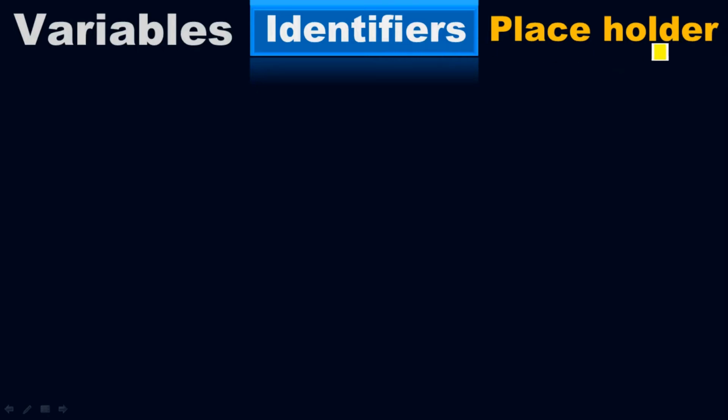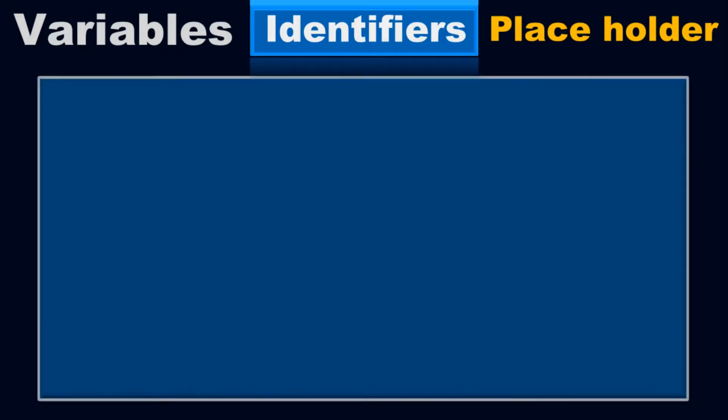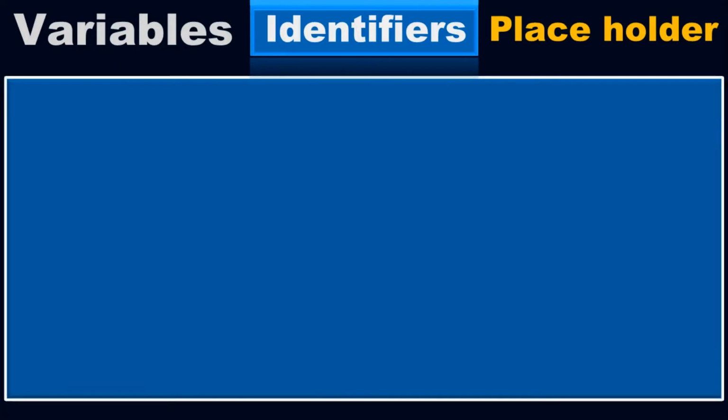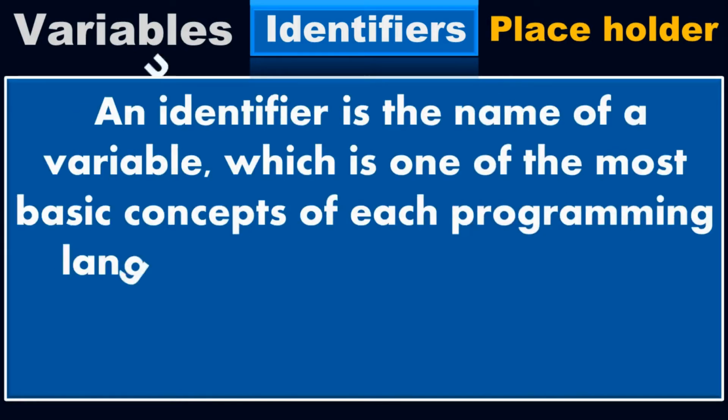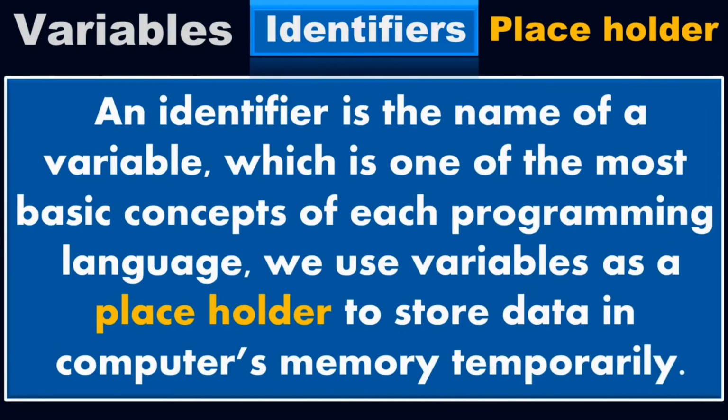Identifiers are placeholders. These are actually the name of the variables like a equals to, x equals to, y equals to, or any name equals to. These are all identifiers or placeholders. Well, let me show you a simple definition here for the identifiers. An identifier is the name of a variable, which is one of the most basic concepts of each programming language. We use variables as a placeholder to store data in computer's memory temporarily.